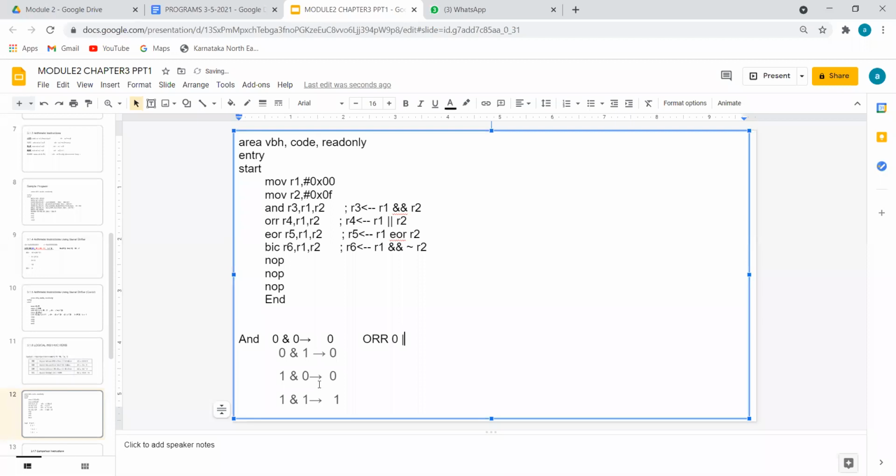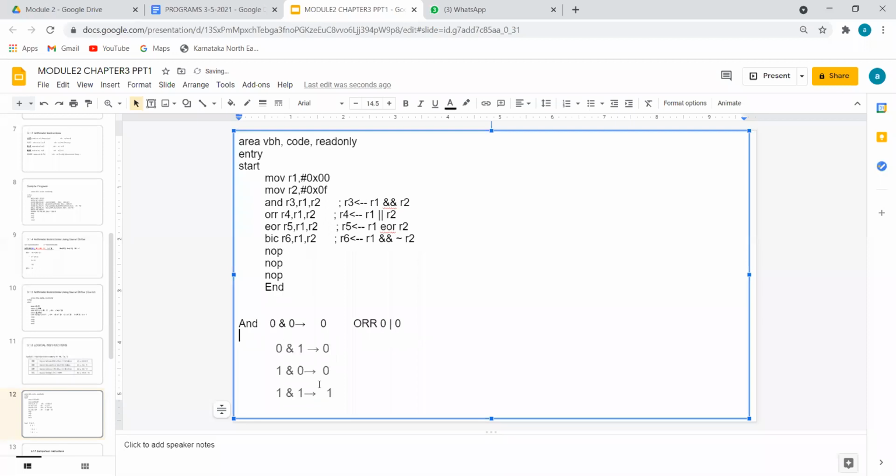0 or 0. So then I have here 0 or 1, then 1 or 0, and the last one 1 or 1. Okay, hope you all know the answers. Very simple way, it's a 0, it's a 1, it's also 1, and 1. That is the answer for OR.